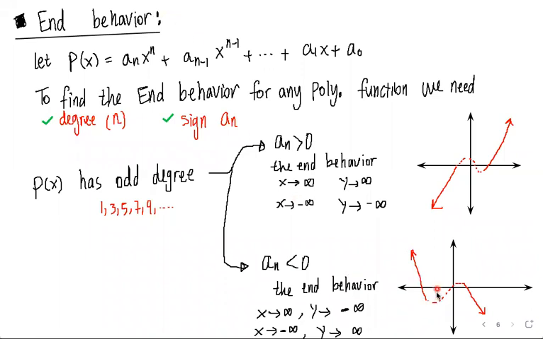So as we see here, when x goes to infinity, y becomes so small, goes to minus infinity. And the same for the other side. When x goes to minus infinity, on this side, y becomes so large, so y goes to positive infinity. This is when b of x has odd degree. Now when b of x has even degree, it will be different.